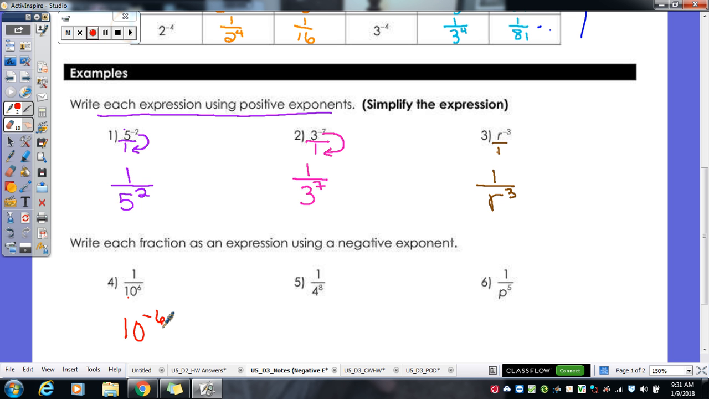You do use tens to exponents in scientific notation, but this is not specifically it. All right, how about for 5? How would we write 5? 4 to the negative 8. And then 6, d to the negative 5. All right, let's try some harder ones on the back.